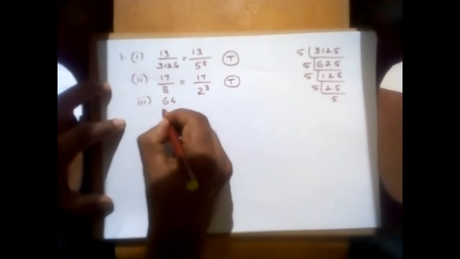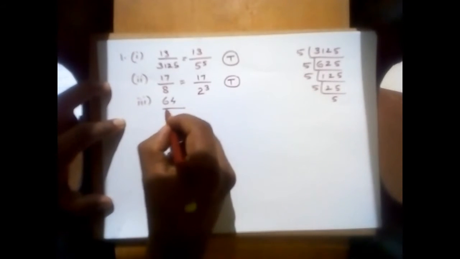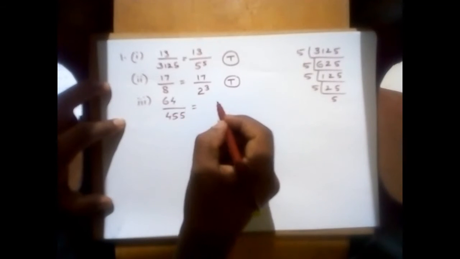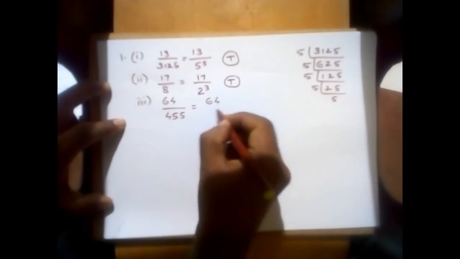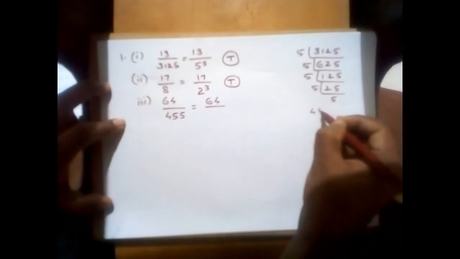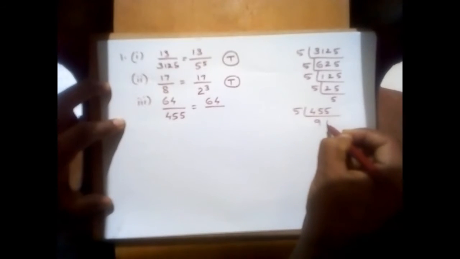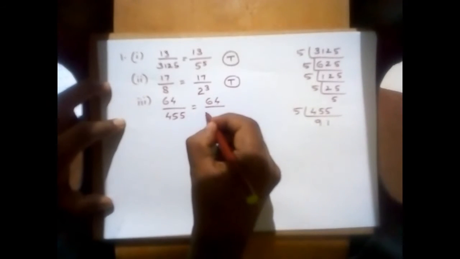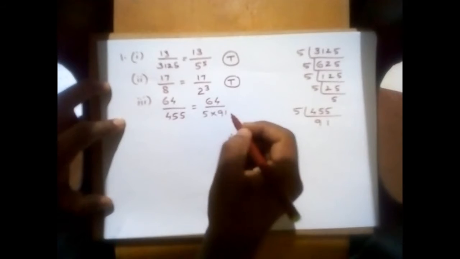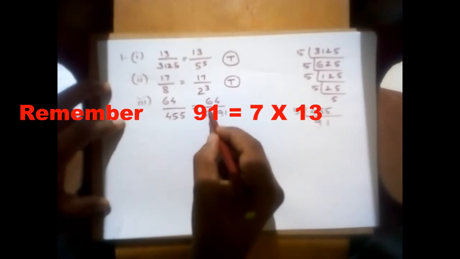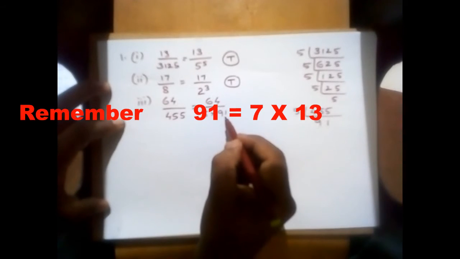Third, 64 divided by 455. We are factorizing 455 as 5 into 91. So 64 divided by 5 into 91. Here 2 raised to n is equal to 0, 5 raised to m is equal to 1, but there is one extra factor, that is 91.